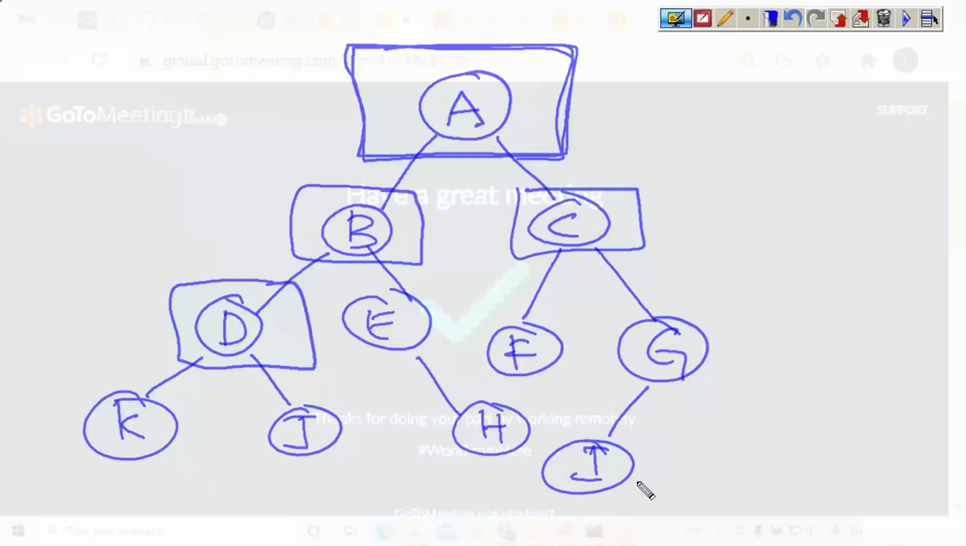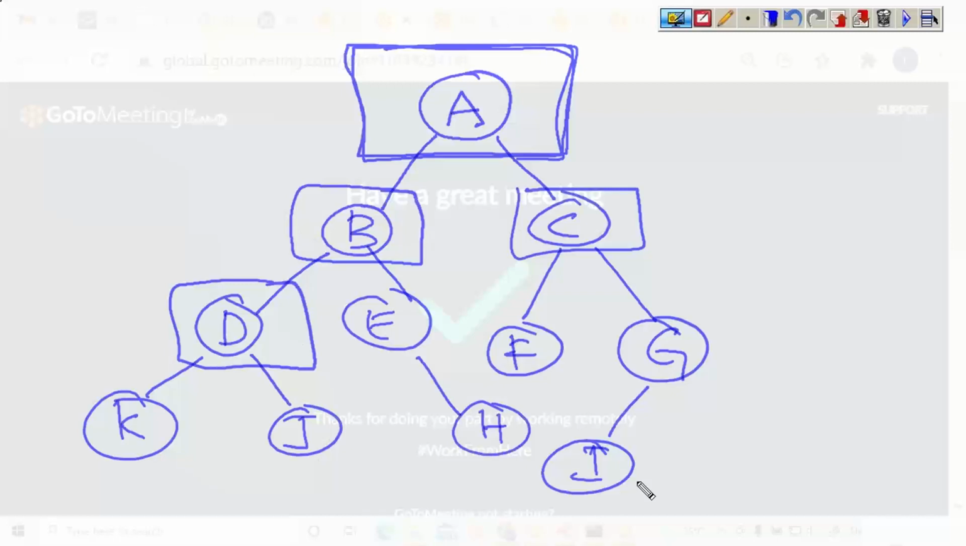For any parent, zero childs, one child, or two childs, not more than two. Left side one, right side one. So here, H doesn't have any childs. F also doesn't have any childs. G also no childs. K also no childs. E having one child, that is H. G having one child, that is I.